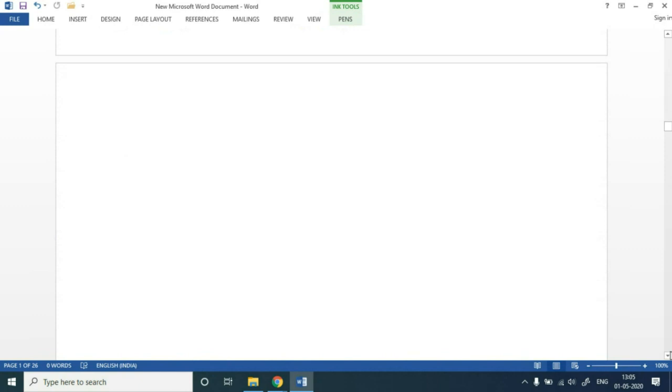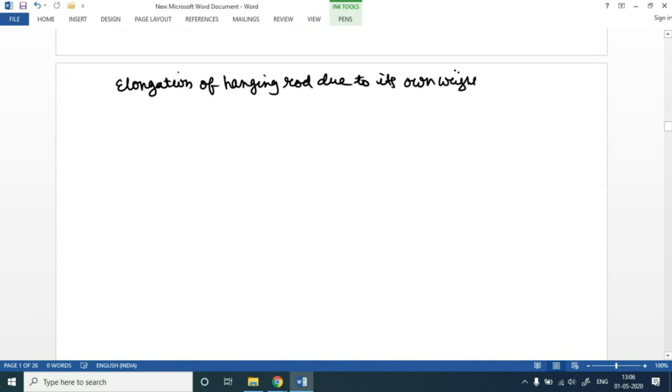The first problem I'm going to take is the elongation of a hanging rod due to its own weight. Imagine there is a rigid ceiling and we have a rod with the parameters: rho is its density, A is its uniform cross sectional area, and Y is its Young modulus.